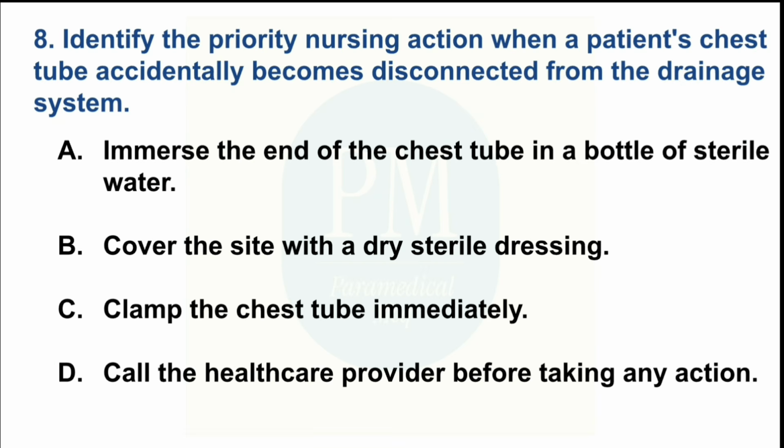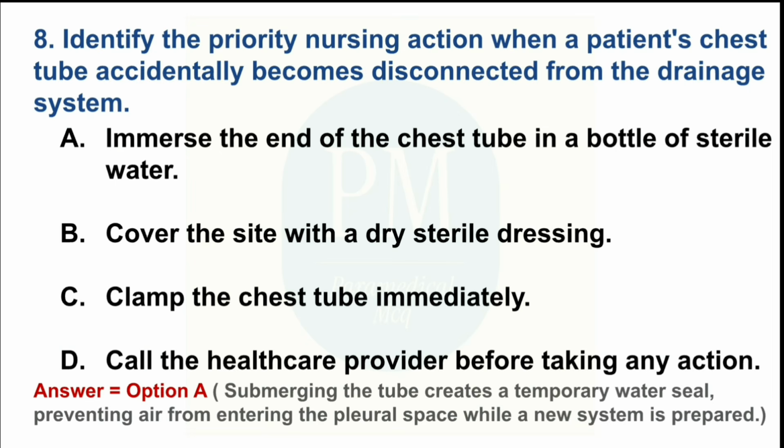Identify the priority nursing action when a patient's chest tube accidentally becomes disconnected from the drainage system. Option A. Immerse the end of the chest tube in a bottle of sterile water. Option B. Cover the site with a dry sterile dressing. Option C. Clamp the chest tube immediately. Option D. Call the healthcare provider before taking any action. The correct option is option A. Immerse the end of the chest tube in a bottle of sterile water.